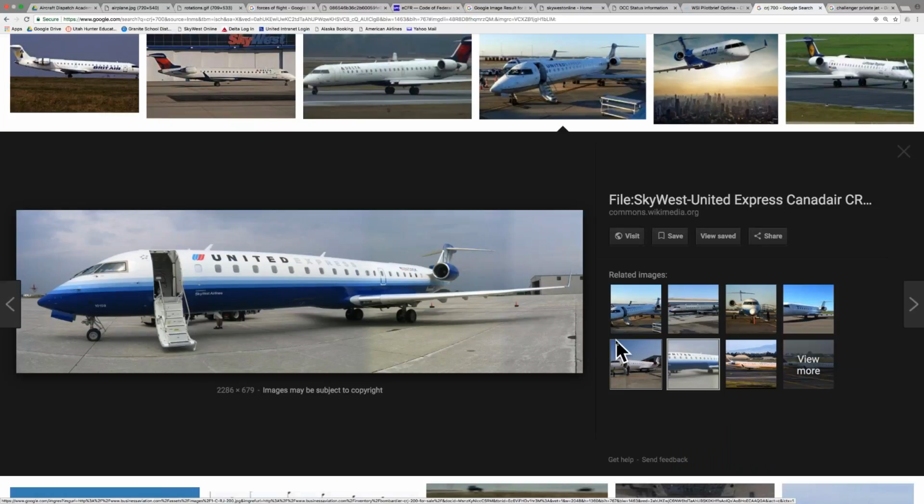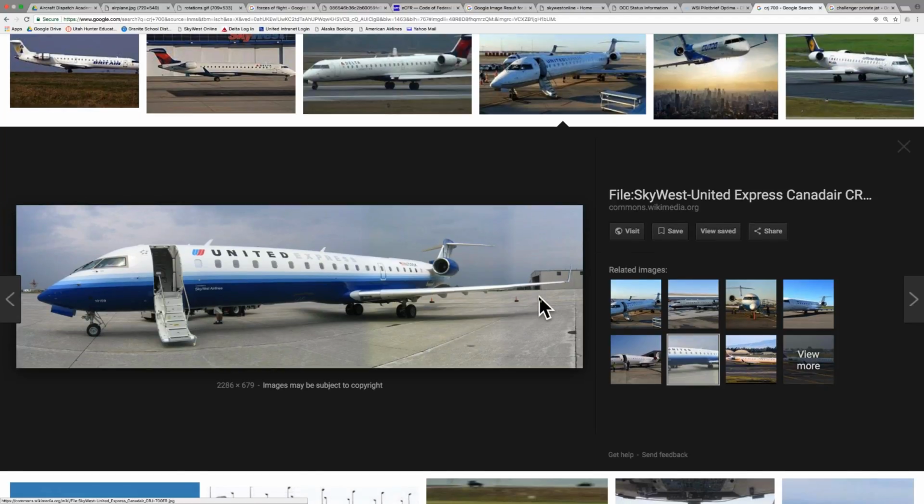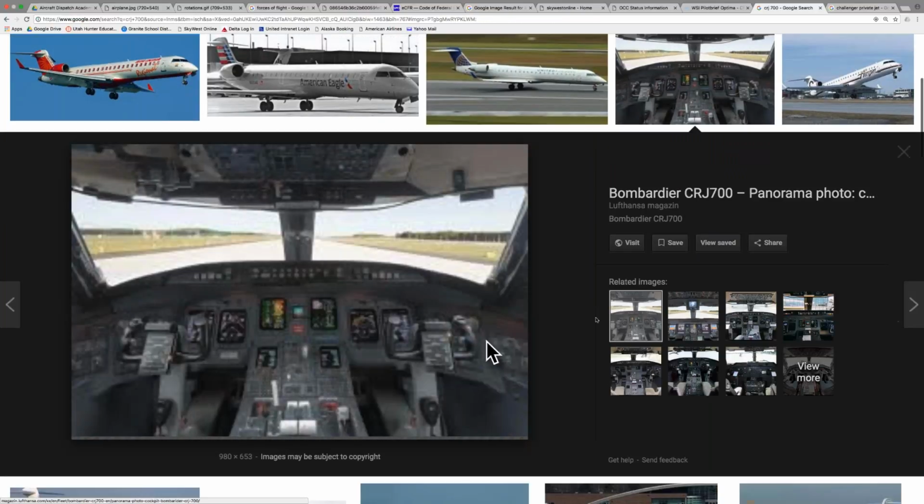So, it should feel pretty luxurious, I guess, when you're riding in a private jet. I mean, that's the birthplace of the CRJ. But yeah, it's a pretty neat aircraft. This is what the cockpit of the aircraft looks like.